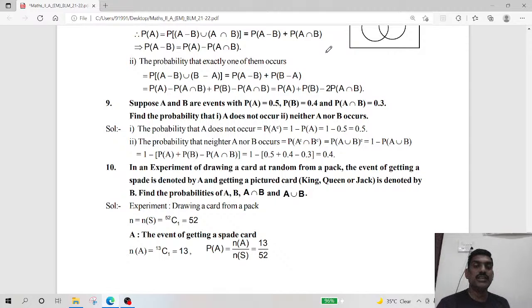And the probability that neither A nor B occurs is A complement intersection B complement. That is nothing but (A union B) whole complement, which is 1 minus P of A union B.